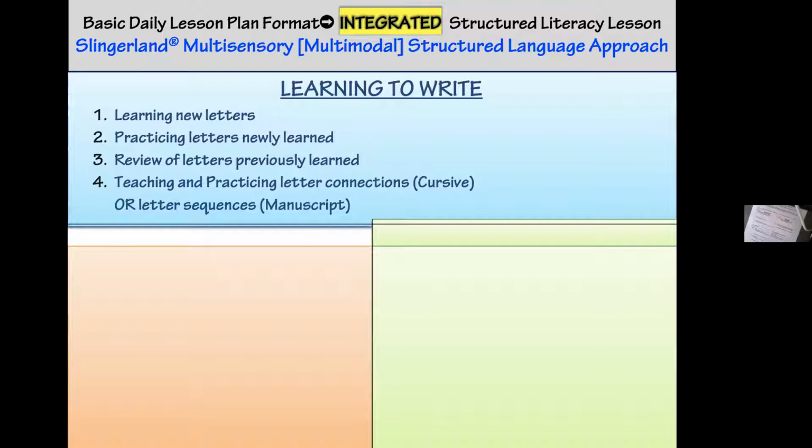But it's, of course, just as important to practice sequences of manuscript letters that are going to be in the words that the kids are going to have later on in the lesson, as to be practicing the connections for cursive. So just in case anybody else hasn't discovered that and it's the case, be on the lookout.